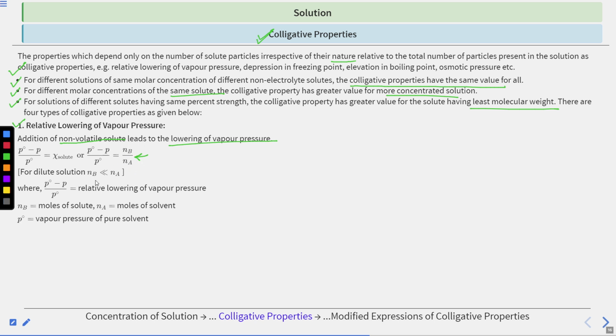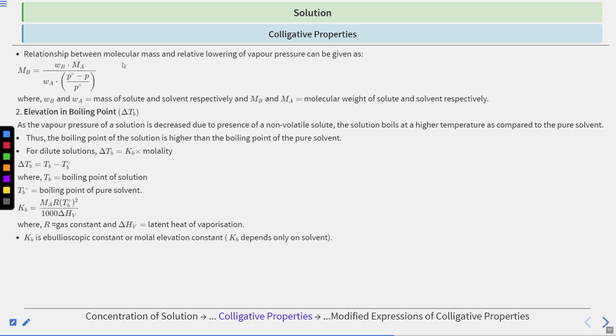For a dilute solution, nB is very much less than nA. Normally the denominator for mole fraction is the total moles, but here we ignore the moles of B because they are very much less than the moles of A. P naught minus P upon P naught is the relative lowering of vapor pressure, nB is the moles of solute, nA is the moles of solvent, and P naught is the vapor pressure of the pure solvent, right?